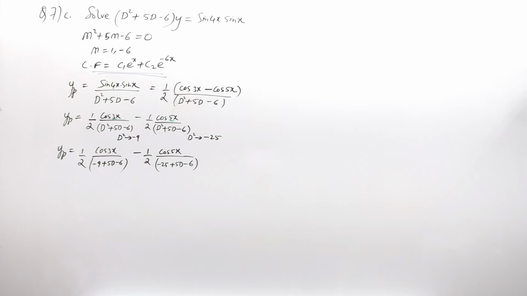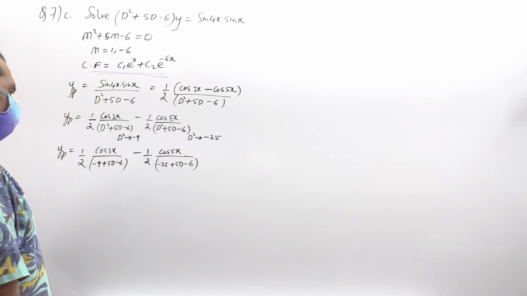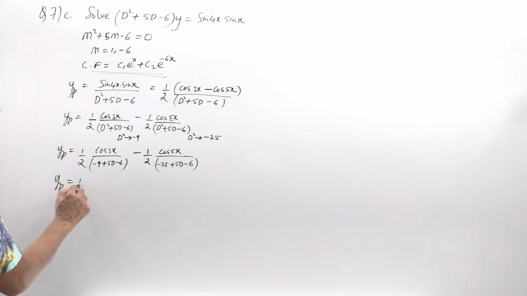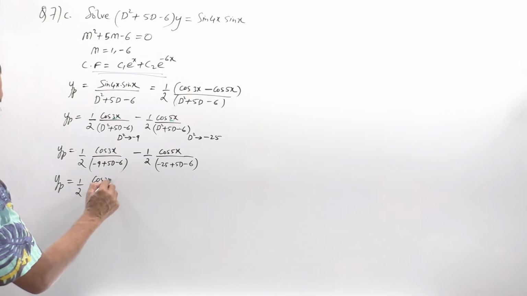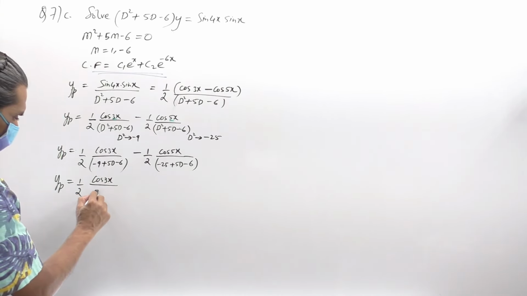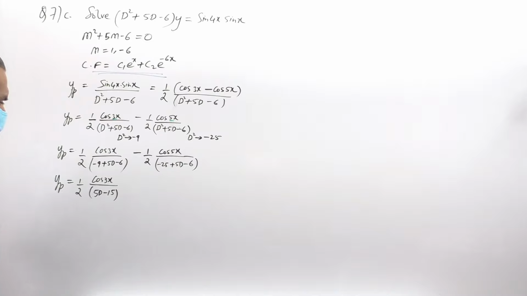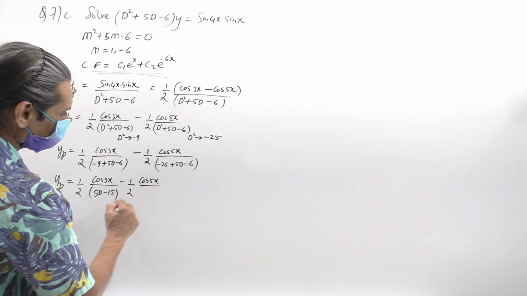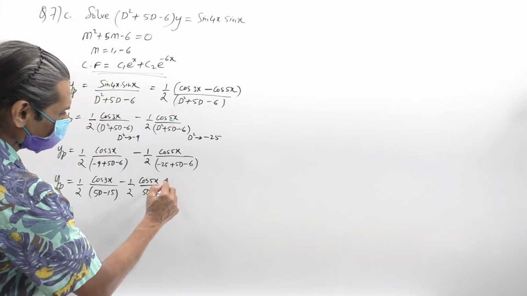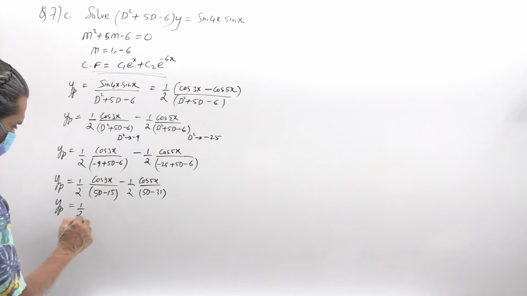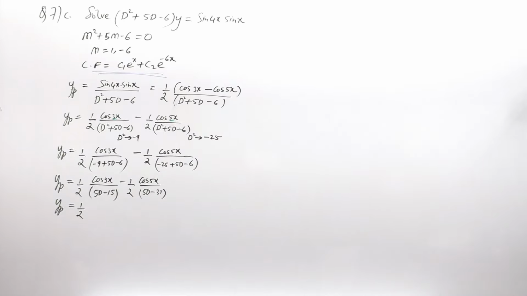Fine. Now in type 2 the denominator needs to be a discrete term, if not then rationalize. So again yp is equal to 1 by 2 cos of 3x divided by, always take positive terms first, 5D minus 15, right? 5D minus 9 minus 6 is 15. Minus 1 by 2 cos 5x divided by 5D minus 25 minus 6 is 31. Okay. So this will be again now yp is equal to 1 by 2. See, in the denominator there should be a D square term.